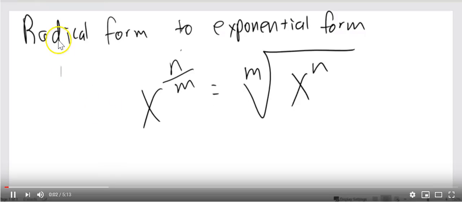Alright, in this video, guys, we're going from radical form to exponential form. Here is my equation right here. On the left, that's my exponential form right here. And on the right, we have my radical form right here. We know that because this is a radical symbol.